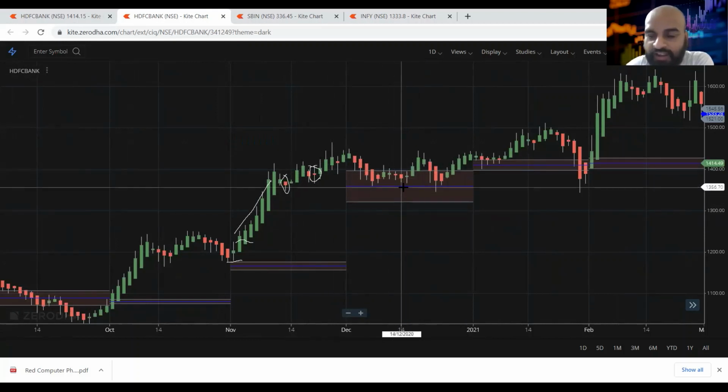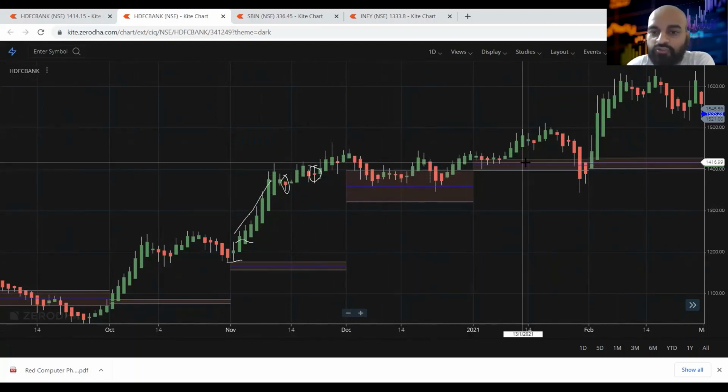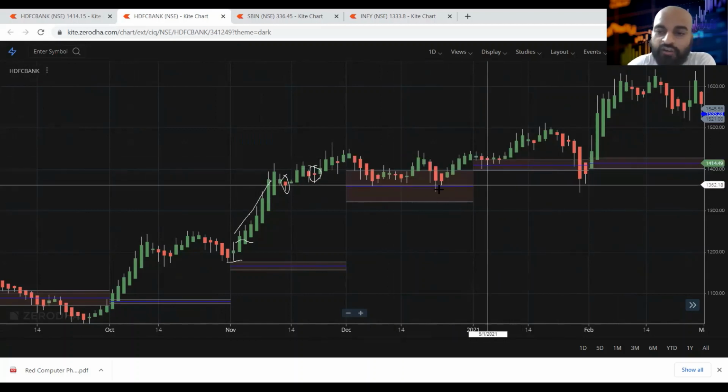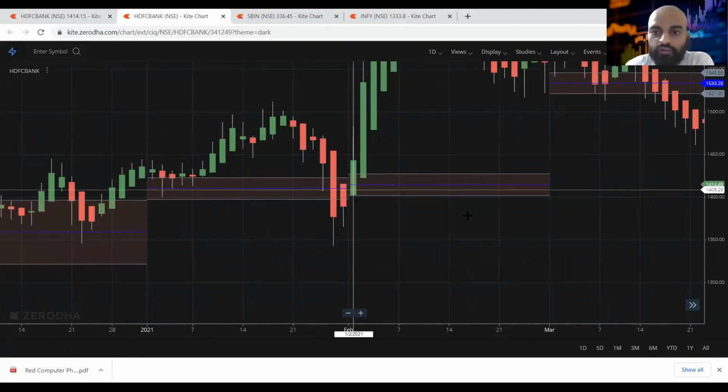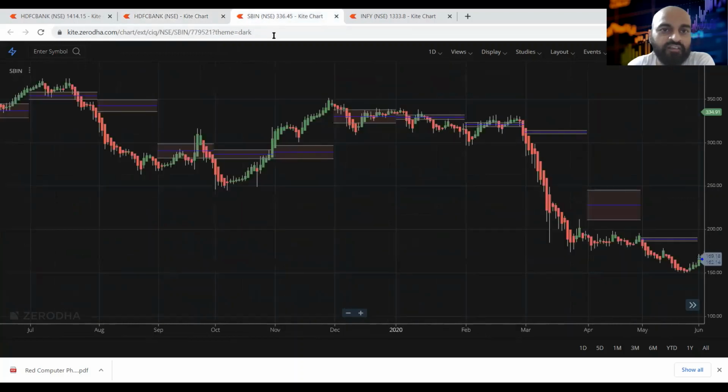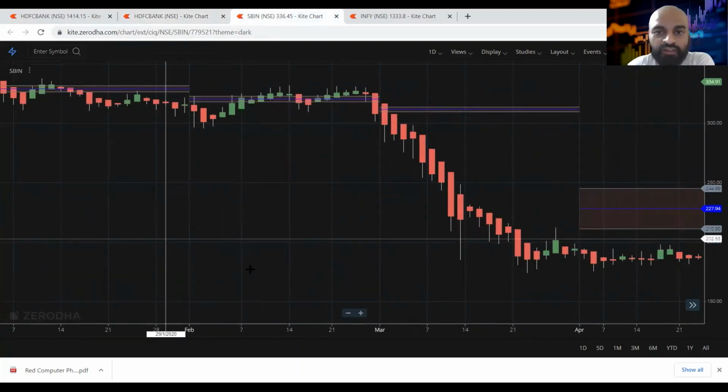Whenever you see wide lines of CPR, then there is a possibility of the market going flat or sideways. So again, you need to find out a good setup. So let's see another chart. See, if you look in the SBI.